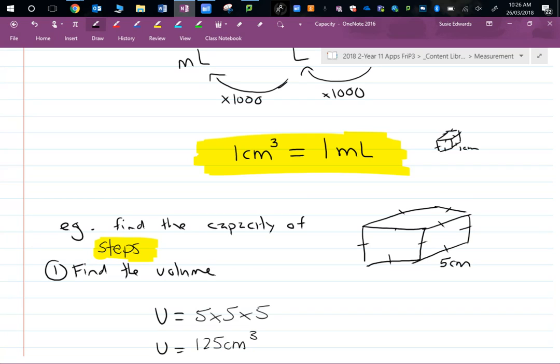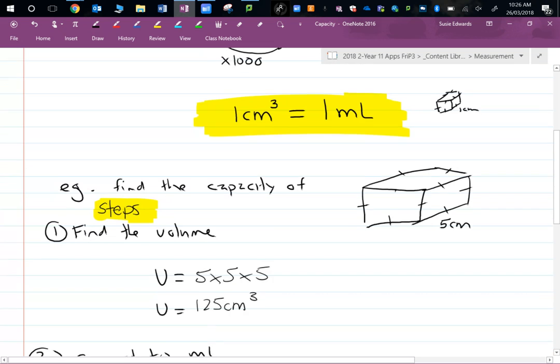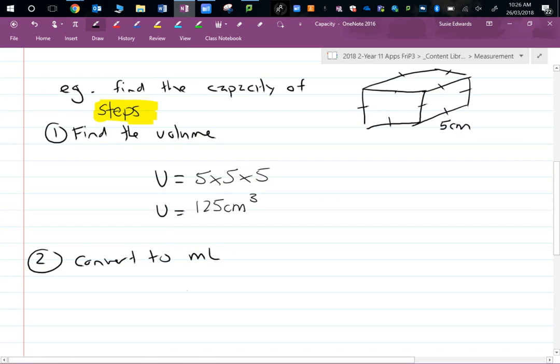What do you think step 2 is? Convert it. That's all you have to do. And so therefore it's exactly the same. So how many mils are there? Now, it depends on what the question says. So you can leave it as mils if it just says capacity. However, if it asks for the capacity in litres, how many litres would there be? 0.125 because we're dividing by 1,000.